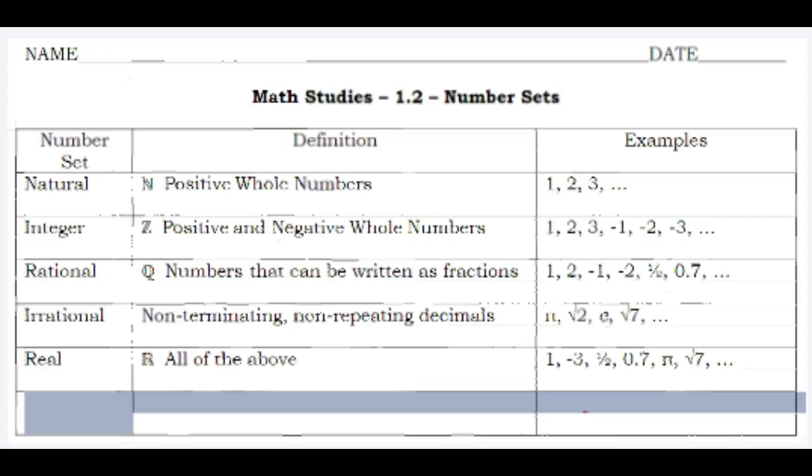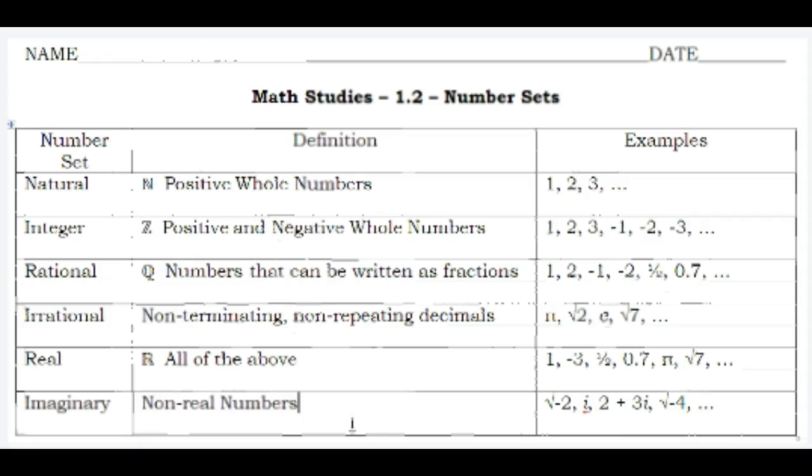The last number set is imaginary numbers. Imaginary numbers would be non-real numbers. The best example of these would be square roots of negative numbers. To take the square root of a number, we need to know what number times itself makes -2. If you had a positive times a positive, it would come up positive. If you had a negative times a negative, it would come up positive. There's no number that you can multiply by itself so that it is negative, so this is an imaginary number.